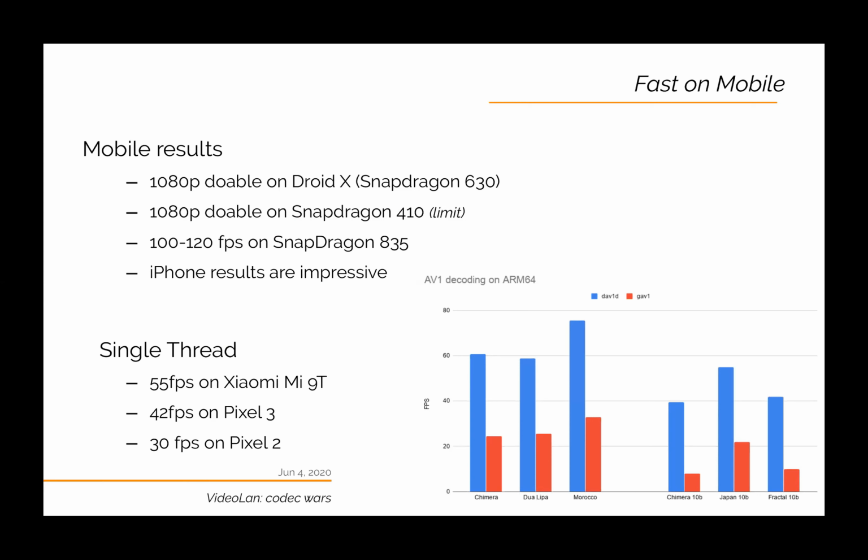I'm not talking about the iPhone results because they are so impressive that this will give you some bad ideas. However, if we look at the maximum we can do even in single thread, using just one core, we see that with the latest phones, we can do 55 FPS on the Xiaomi Mi 9, which is probably one of the fastest phones ever on Android. But even if we go back to the Pixel 2 from 2.5 years ago, we are seeing 30 FPS on single thread. And of course, all that is 1080p.